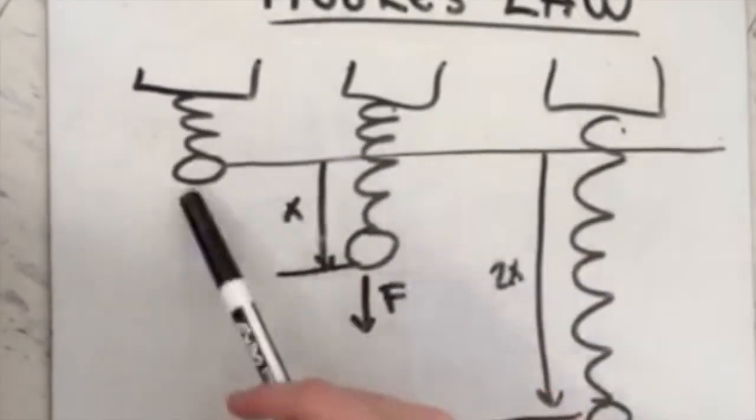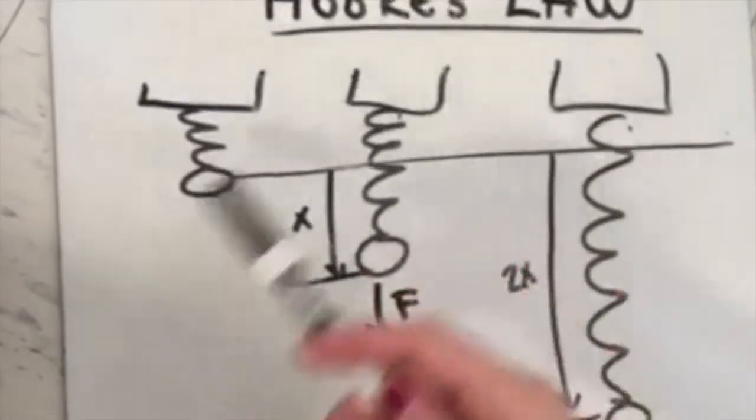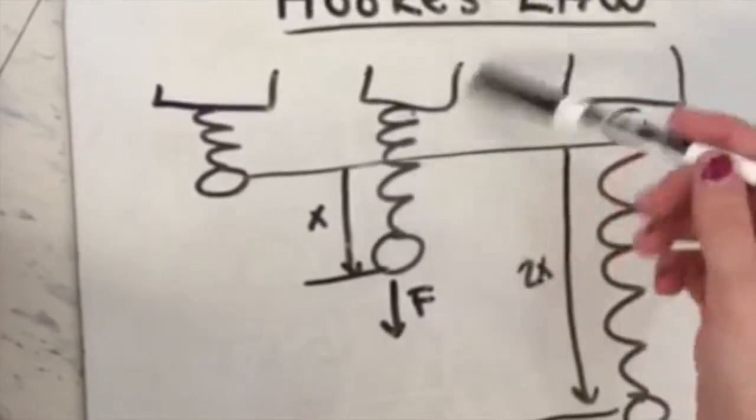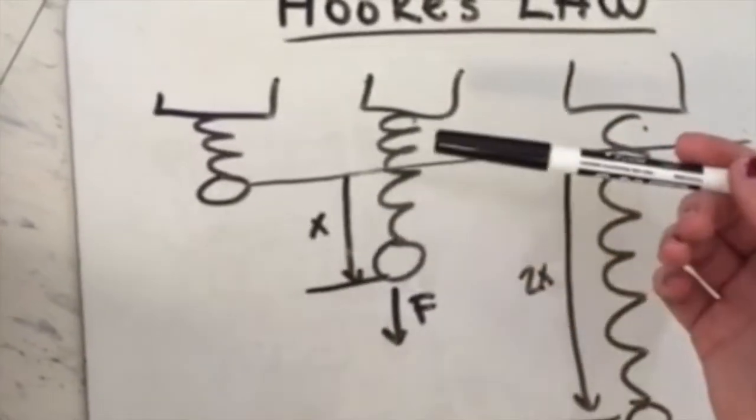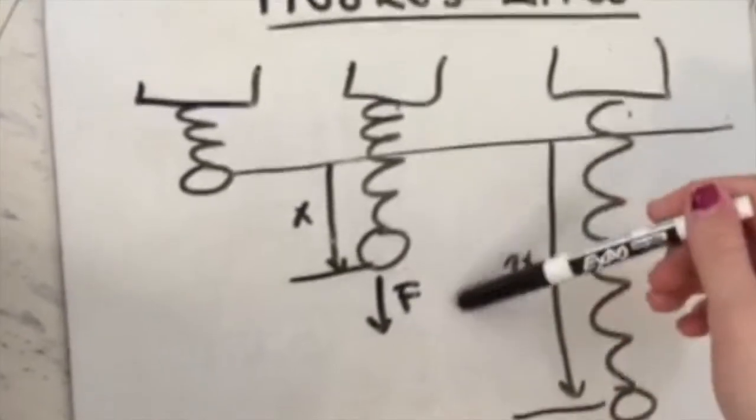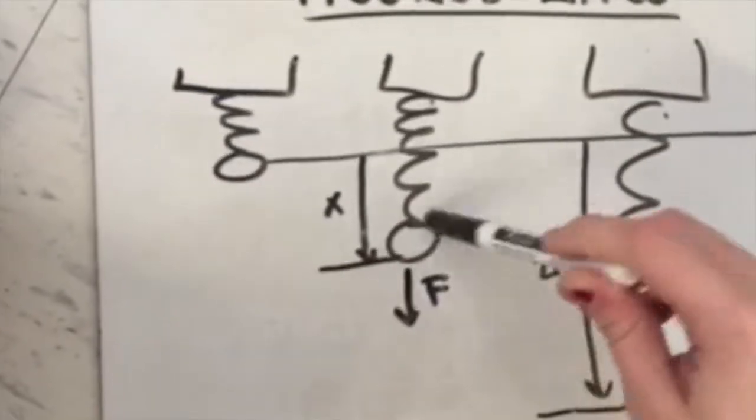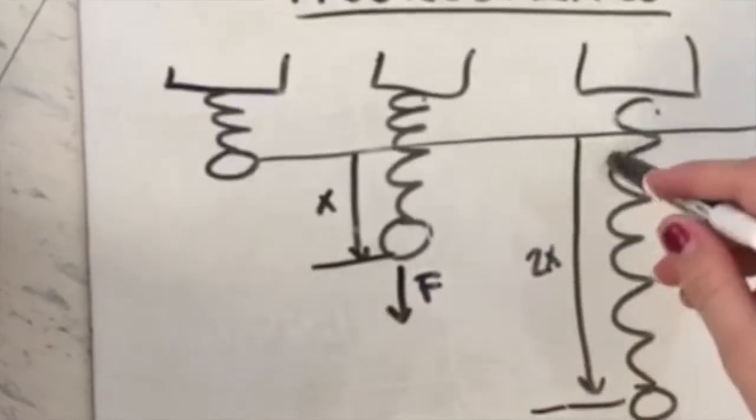Let's start with the equation for Hooke's law. The equation is F is equal to negative kx. X represents the displacement of how far you pull the spring down. The negative k represents how strong the spring is resisting the pull. If you multiply these together, you will be able to find the force being applied to the spring.